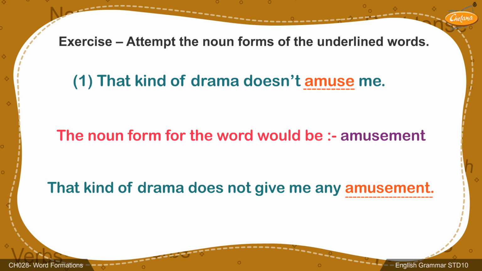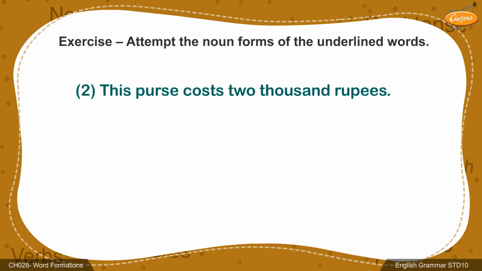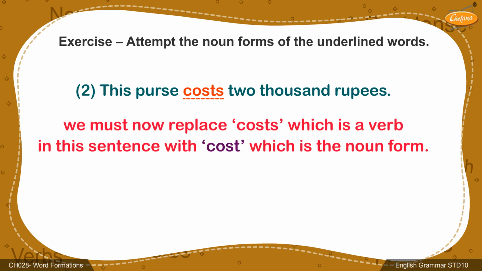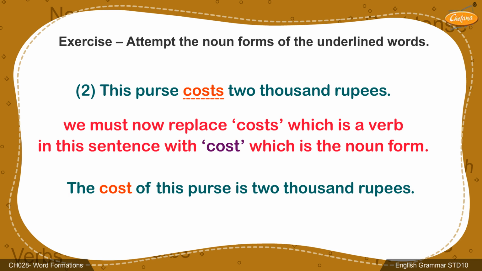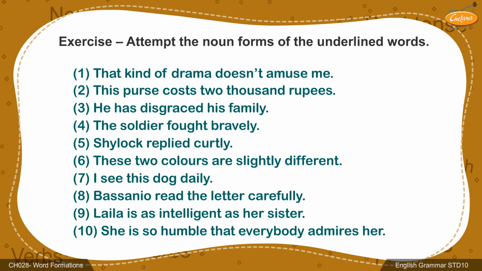Let's solve another example. "This purse costs 2,000 rupees." Now, the noun form for the underlined word costs is cost. However, we must now replace costs, which is a verb, in this sentence with cost, which is the noun form. The solution would therefore be, "The cost of this purse is 2,000 rupees." You can now attempt the other sentences on your own.